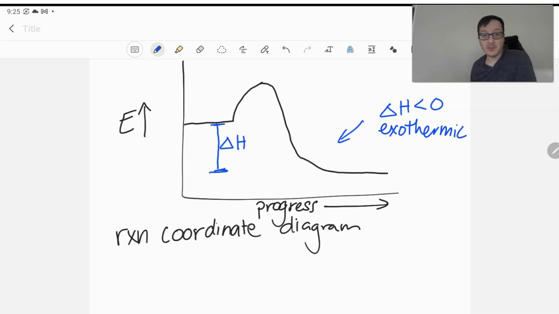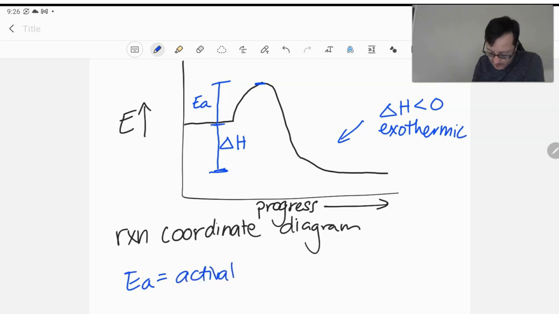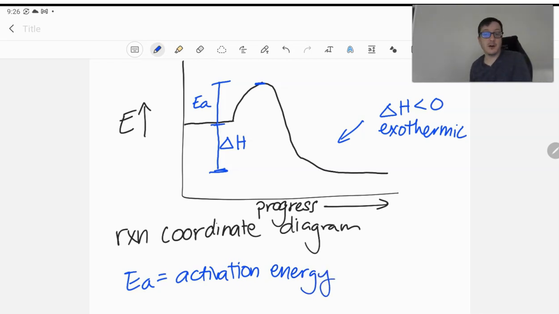We'll look at an endothermic reaction next. But what about the difference in energy from the beginning to that hump up there, the very top of it? Well, we have a name for that too. It is called EA, and EA is what's called activation energy. This is the minimum energy a particular molecule needs to have in order for it to do this particular reaction, and it's going to be specific for every reaction.